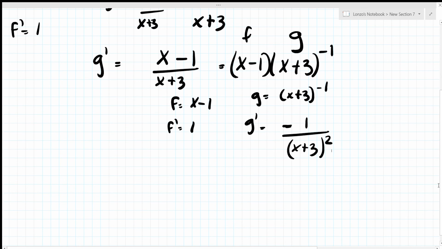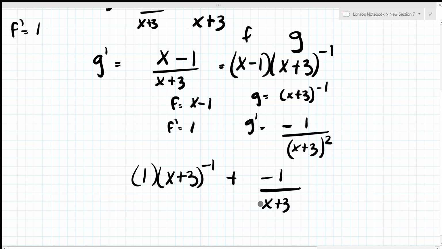Okay, now what do I do next? I just use the product rule. When you use the product rule, you're going to get 1 times x plus 3 to the negative 1, plus negative 1 over x plus 3 squared times x minus 1. Good.